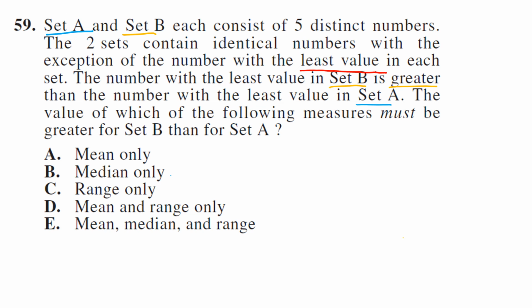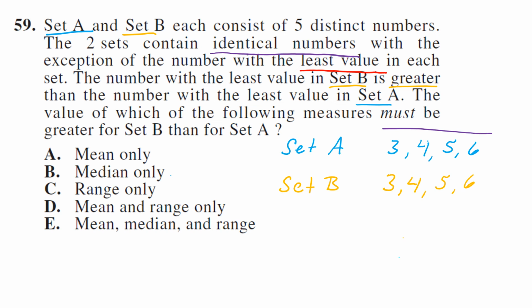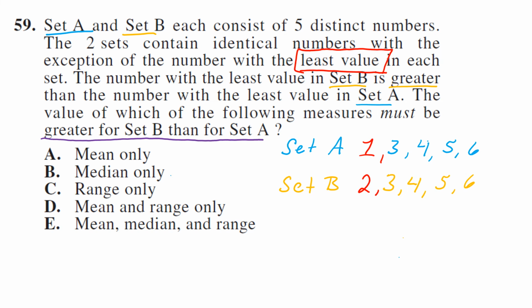So let's go ahead and just pick some numbers to represent set A and B. I just did 3, 4, 5, and 6, and the numbers are identical for 4 of the numbers. So these numbers are identical, but we need a different number for the one with the least value. Since the number for set B is greater than A, I chose 1 for A and 2 for B. Now let's just go through and see which of these has to be true. Which of the following must be greater for set B than set A? The mean only.